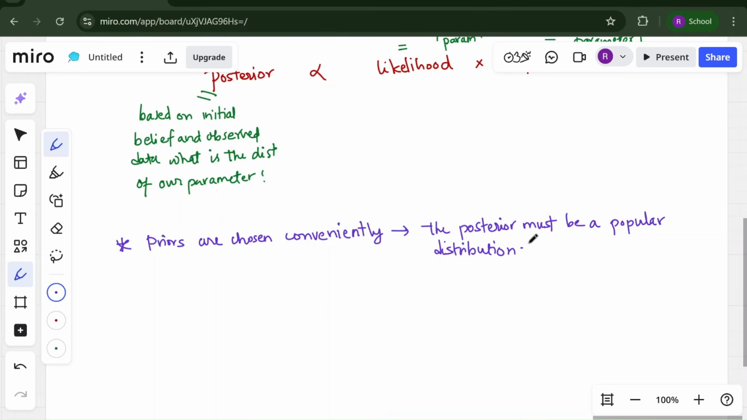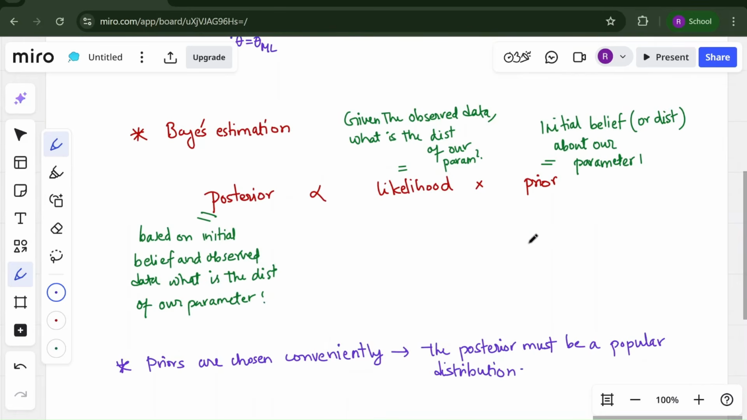For example, beta. If you choose beta as the prior, and if your likelihood is let's say binomial or Bernoulli, then the posterior also turns out to be beta, right? Which is very smooth, which is very good, right? So that is how we always have priors, okay?